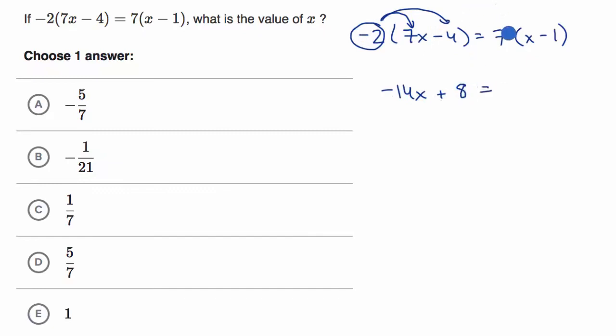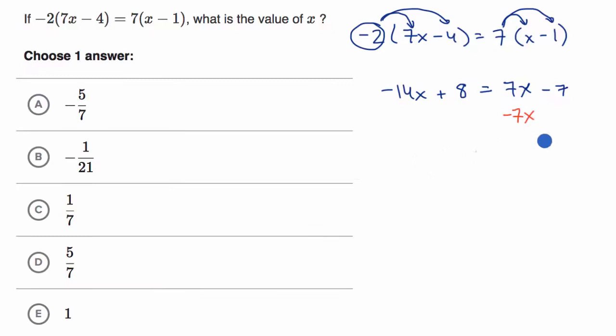And that's going to be equal to, we now distribute the 7 onto the x minus 1. 7 times x is 7x. 7 times negative 1 is negative 7. Now we can try to rearrange things. So our x terms, let's try to get them on the left-hand side. So we'd want to leave this negative 14x here, but we want to get rid of this 7x. So what we could do is we can subtract 7x from the right.